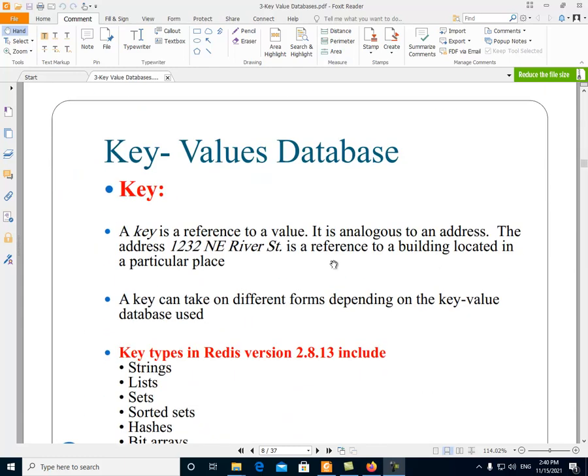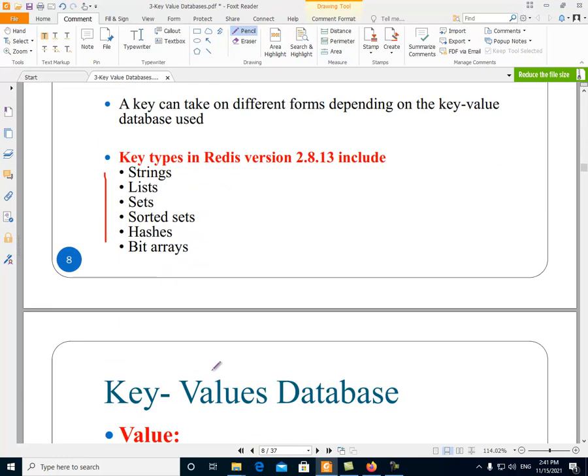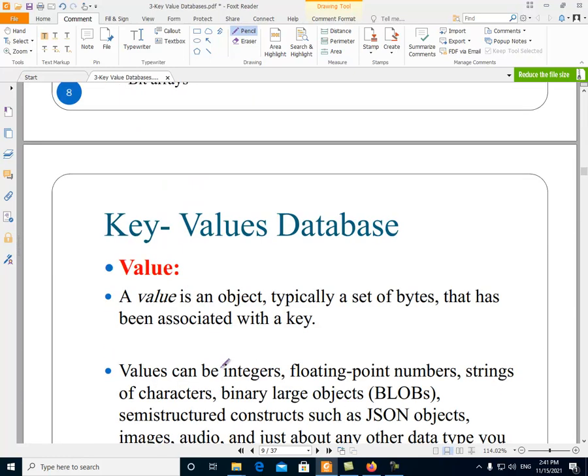We said that a key is a reference to a value, and we could have different types of keys, and the value is the data that we are storing. So each piece of data has a key that refers to it, and the value is the data that we are storing in the database.